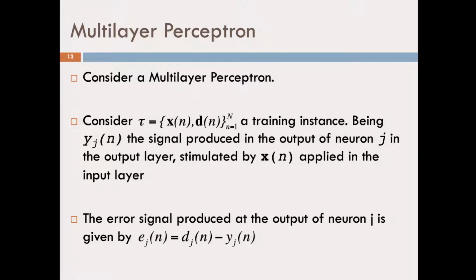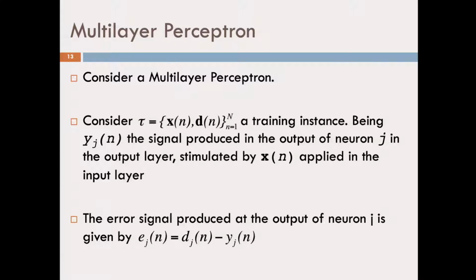So let's start to put this in some mathematical formulation, okay? So let's consider a multi-layer perceptron. What we have here is a training instance. Okay, it has its features and a desired output, okay? And this is the signal produced in the output of this neuron, neuron J, that is in the output layer. And it is the output corresponding to the instance X that was applied to the input layer.